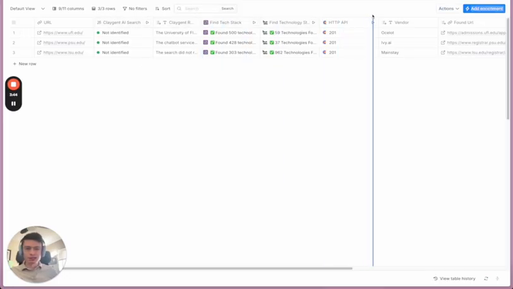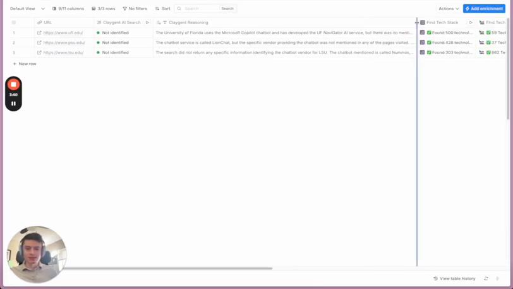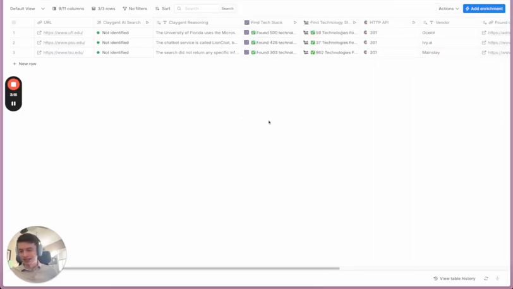What happens a lot is the AI is able to identify, oh, maybe they're using Copilot and maybe they've developed this special thing. What's going on in practice is it's finding some article the university put up about students internally developing something. You'll find this a lot with AI: it will find something that's kind of related to the thing you're looking for, but maybe not the thing you're actually looking for. Another example would be a chatbot service called Lion Chat. So it's found the name, but it hasn't found the vendor. It hasn't found the actual technology that I'm looking for.